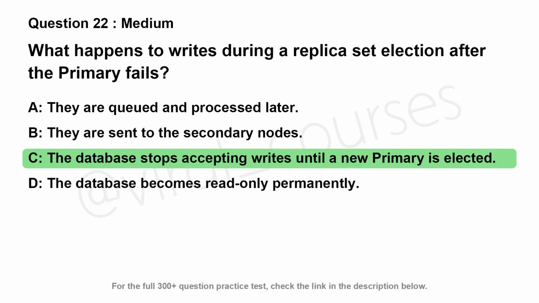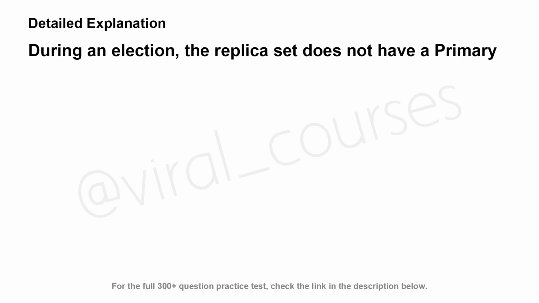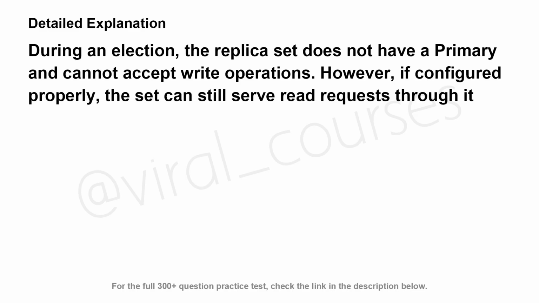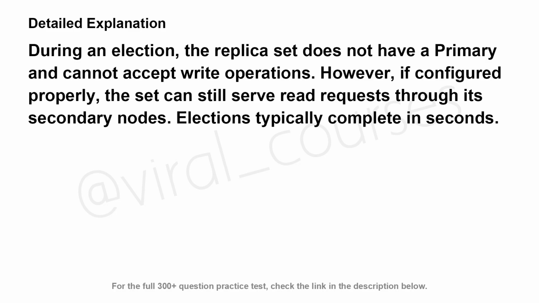The correct answer is C. During an election, the replica set does not have a primary and cannot accept write operations. However, if configured properly, the set can still serve read requests through its secondary nodes. Elections typically complete in seconds.